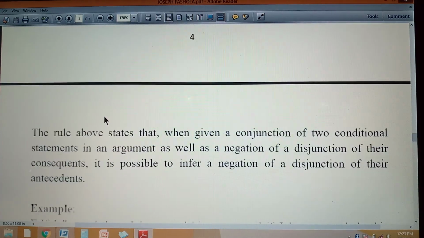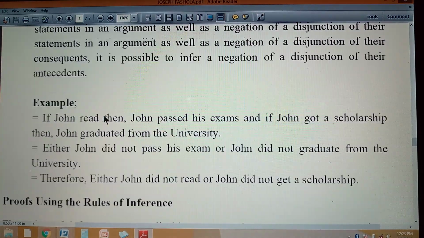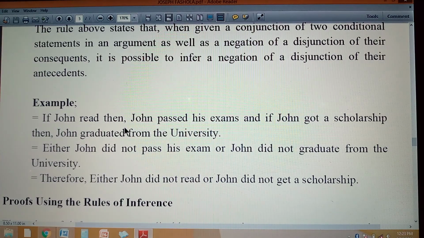So this is what we have for the rules of inference. So we'll move on now to try to see how we can provide proofs for arguments using the rules of inference.